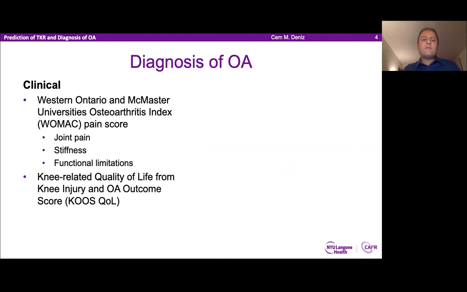The diagnosis of osteoarthritis is done using clinical measures. One of them is questionnaires filled by clinicians and the patients. In the WOMAC pain score, the clinician is clinically assessing the patients to see how their joint pain feels, if their joint is stiff or not, and if there are any functional limitations. And there's another score, which is a questionnaire from the patients, a quality of life scoring system. The patient just fills up a questionnaire, and that will enable us to assess the quality of life of that patient.